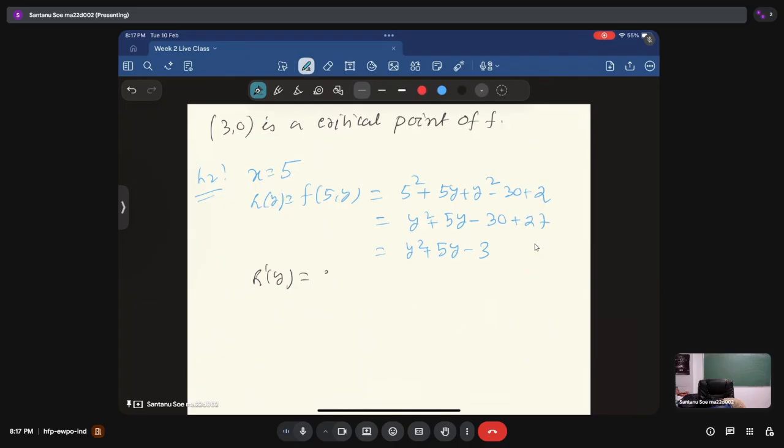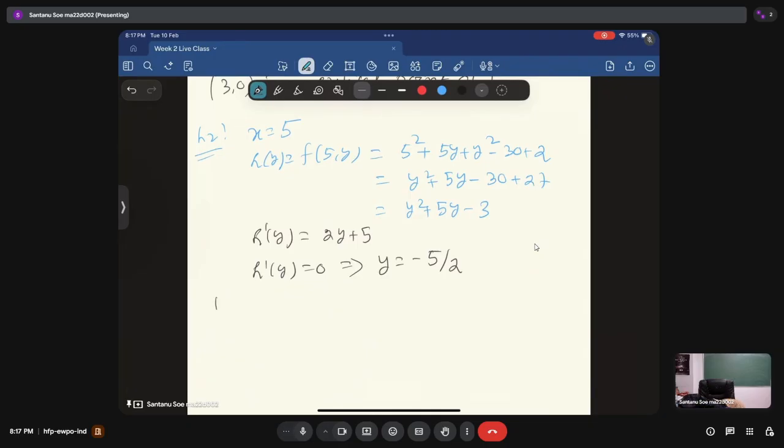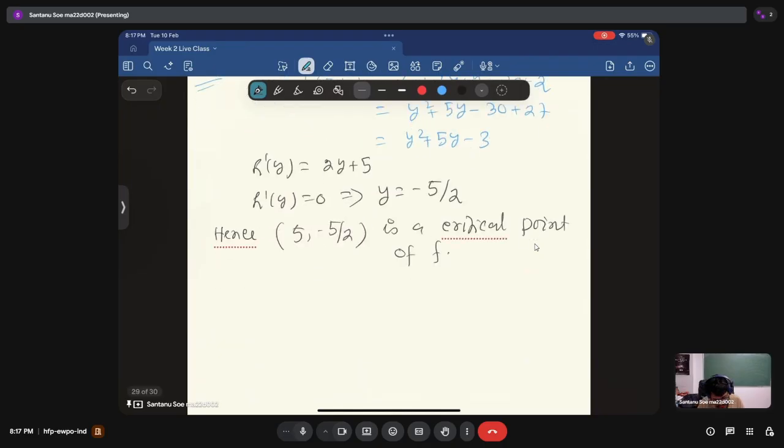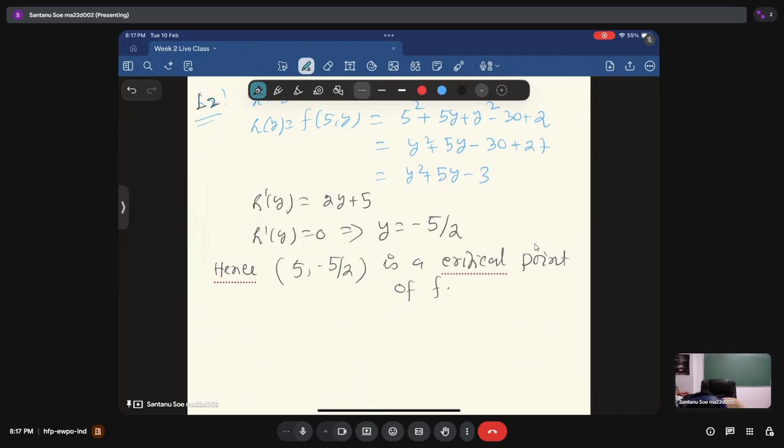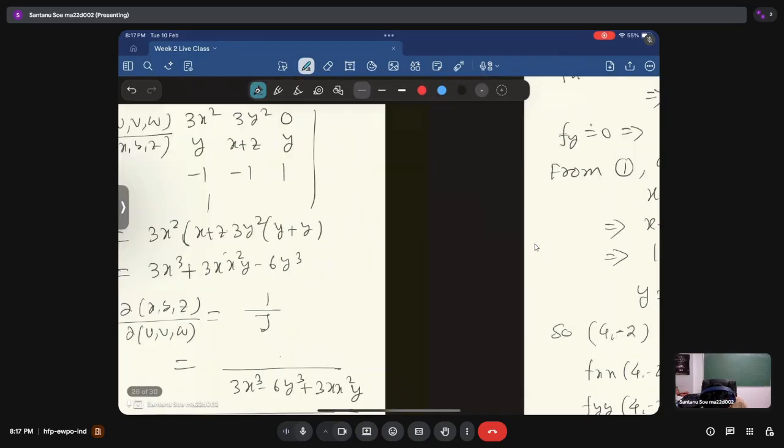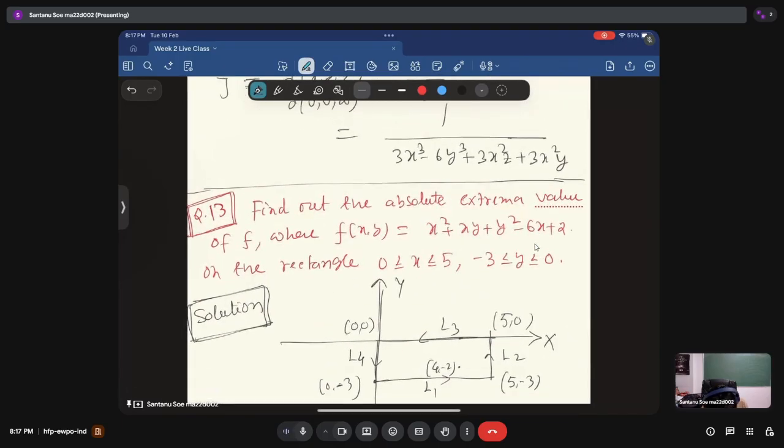Okay. So now if you just do the derivative, h prime of y will be 2y plus 5, and h prime of y equals to 0 will imply y is minus 5 by 2. So hence 5 comma minus 5 by 2 is a critical point of f. Okay. So this was the L2 line. So now we have to take another line. So we're done with L3, L2, and then we will take the line L1.